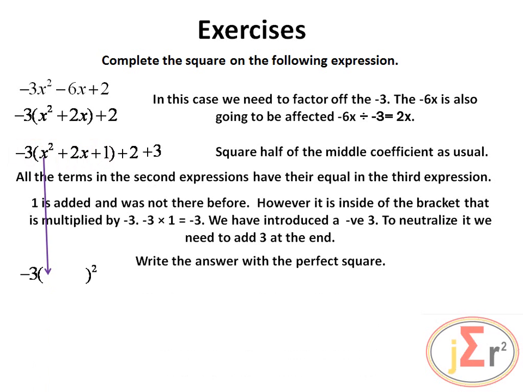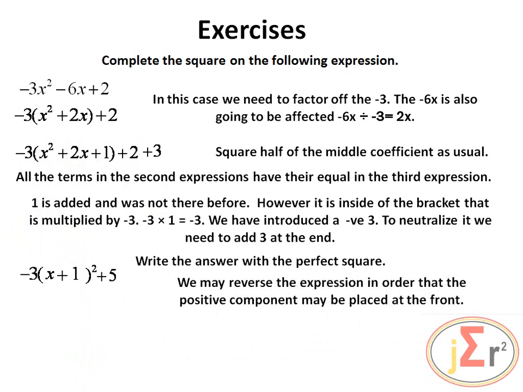Of course, as usual, x goes there. What is the square root of 1? The square root of 1 goes right there. The sign of the middle coefficient goes right there. And 2 plus 3 is equal to 5. Goes right there. And of course, we are going to reverse the expression in order that the positive thing may be placed at the front. And that's what we have.